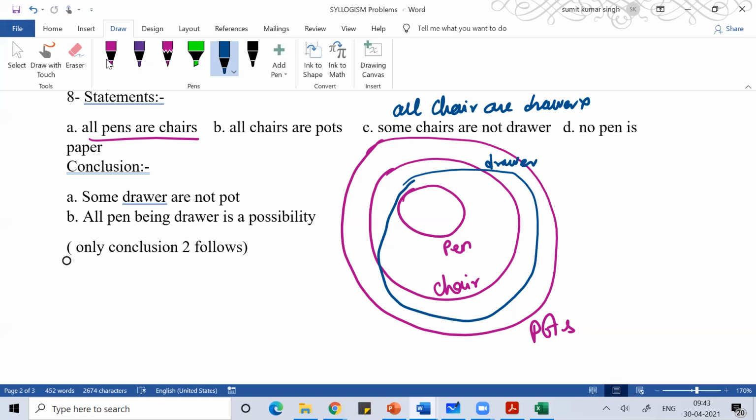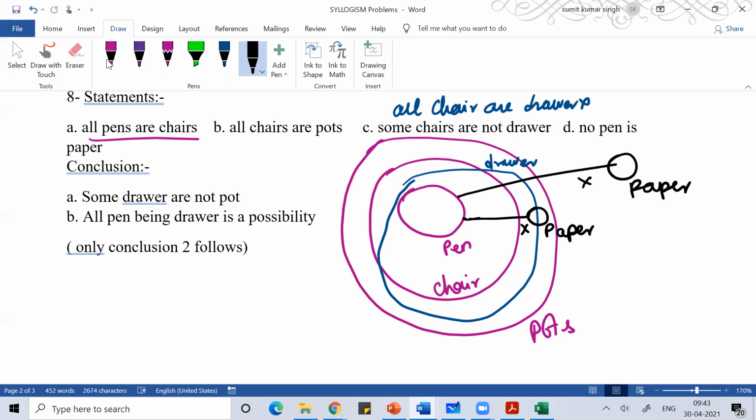And then: no pen is paper. If I'm saying no pen is paper, the diagram of pen and paper can be like this, or like this, or like this. There is no relation given about paper and drawer, paper and pot, or paper and chair. We only know about pen and paper, so the diagram can be anywhere. You understand?